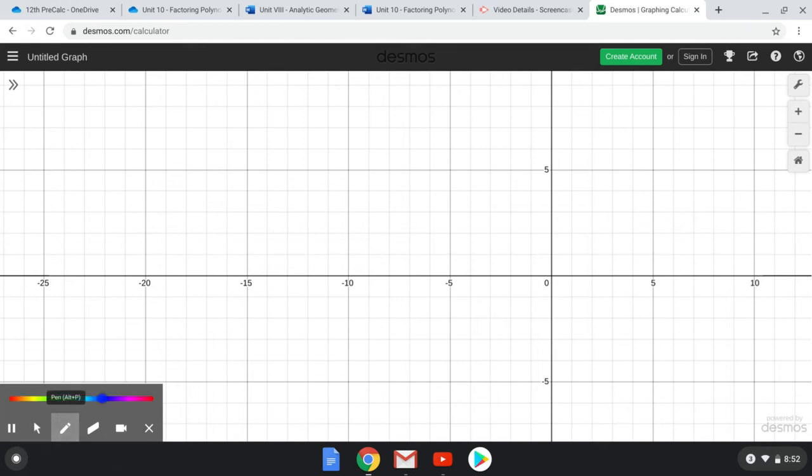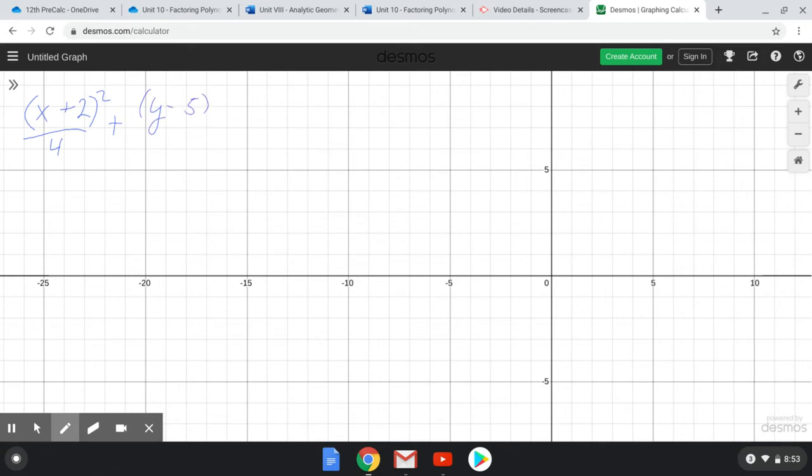Hello, and in this example, we are going to be graphing an ellipse given an equation in standard form. This is the form we talked about in the last video. This is actually example number 5 in the book, if you're interested. All right, so anyway, this is the equation that we're going to be graphing.